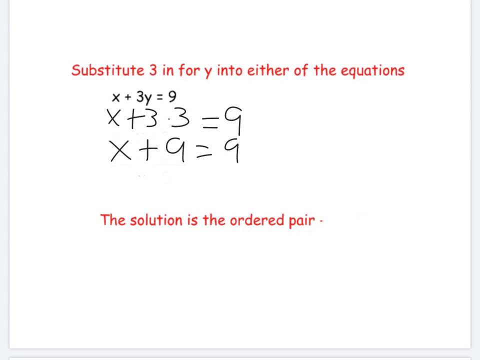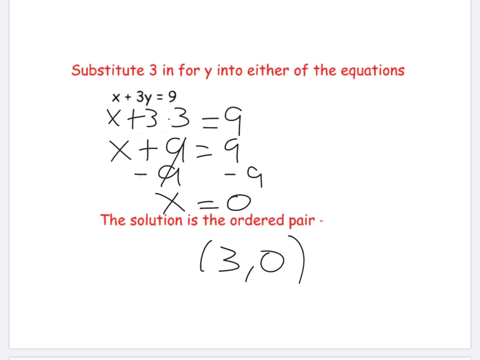Then to isolate my x, to solve for my variable, I would do the opposite of what's here. So opposite of plus 9 is minus 9. So I'd subtract 9 from both sides. 9 minus 9 cancel each other out. I'm left with x, and then 9 minus 9 is 0. So my ordered pair that is my solution is 3, 0.